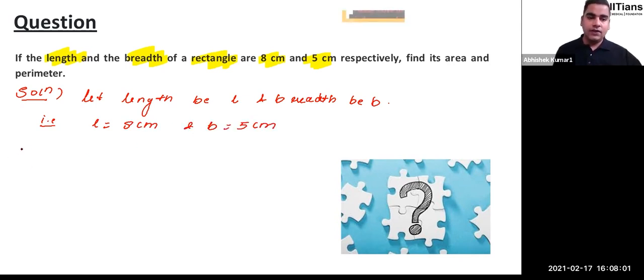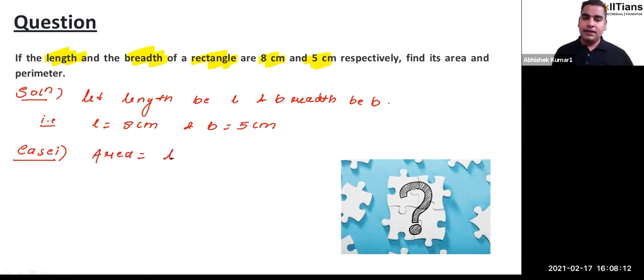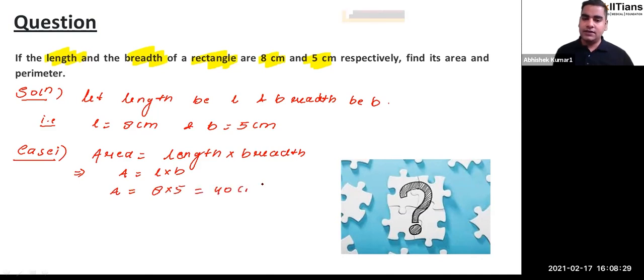Then we have two cases, because they asked you what is the area and what is the perimeter. We all know that whenever you are talking about a rectangle, the area is given by length into breadth, right? Length into breadth gives you area. So you will have A is equal to L into B. If you substitute the values, you will get 8 into 5. So what will you get? You will be getting 40 centimeter square.